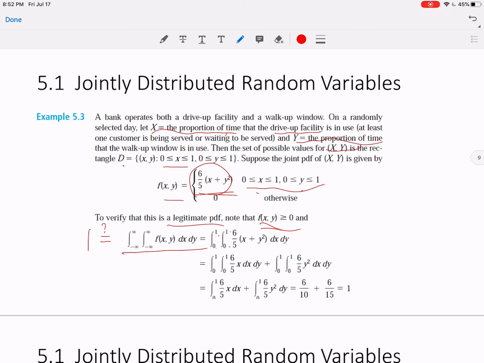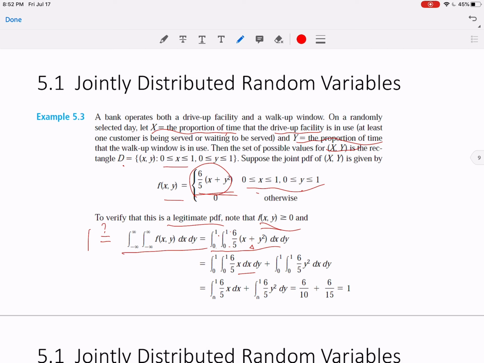Okay? Now, based on the property of integration, we can split this into two parts based on the addition we have here. Which is the double integration of 6/5 x dx dy plus the double integration from 0 to 1 of 6/5 y squared dx dy.